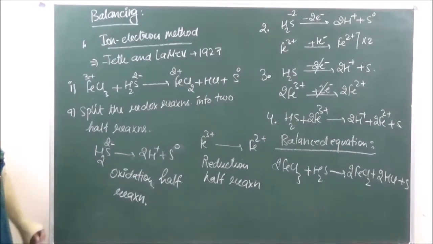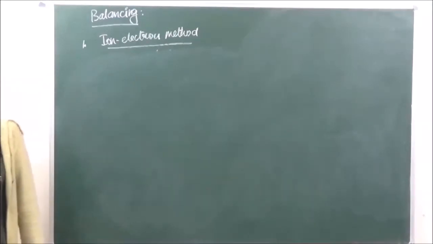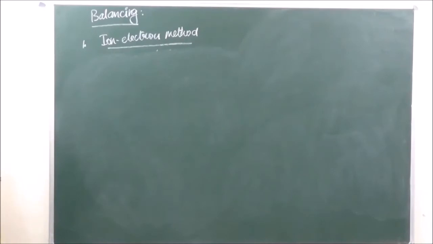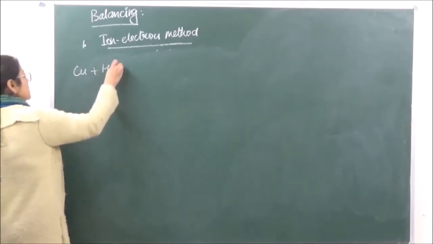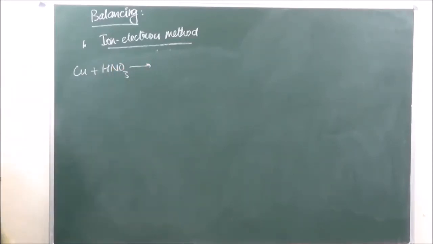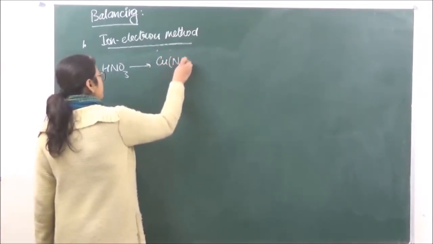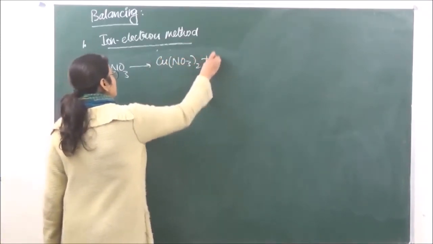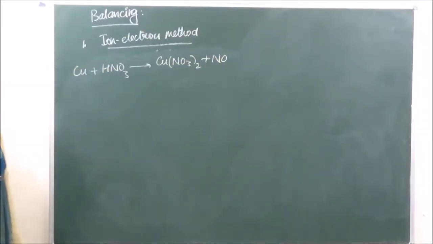Let's take another reaction. Let's consider another reaction which has to be balanced. The reaction is Cu plus HNO3. This is going to give us Cu(NO3)2 plus NO plus H2O.